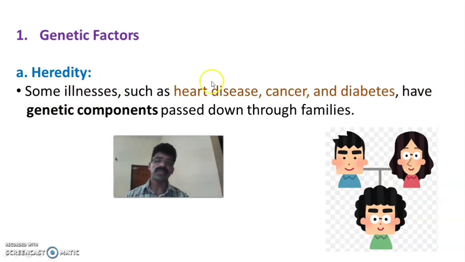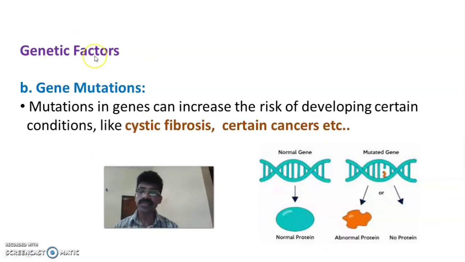Thus some illnesses such as heart diseases, cancer, diabetes can be inherited by the children from their parents. Under genetic factors, the second factor is gene mutation, which is structural or genetic changes of the gene. Mutations in genes can increase the risk of certain diseases such as cystic fibrosis and certain types of cancers. So these are the two factors that come under genetic factors.